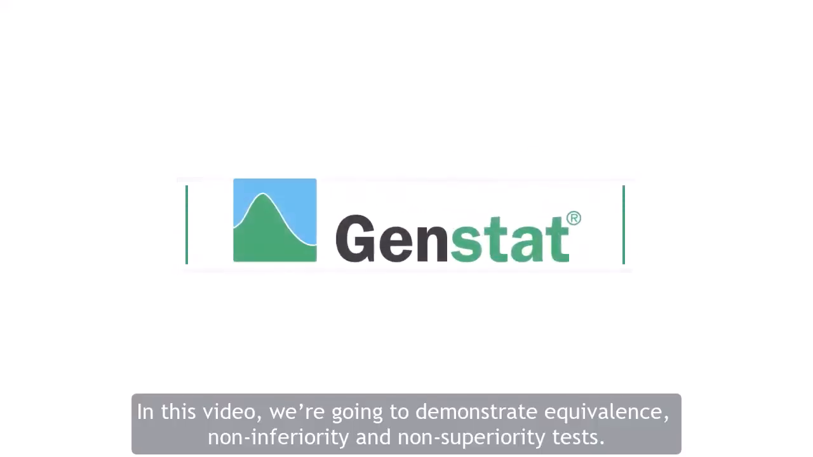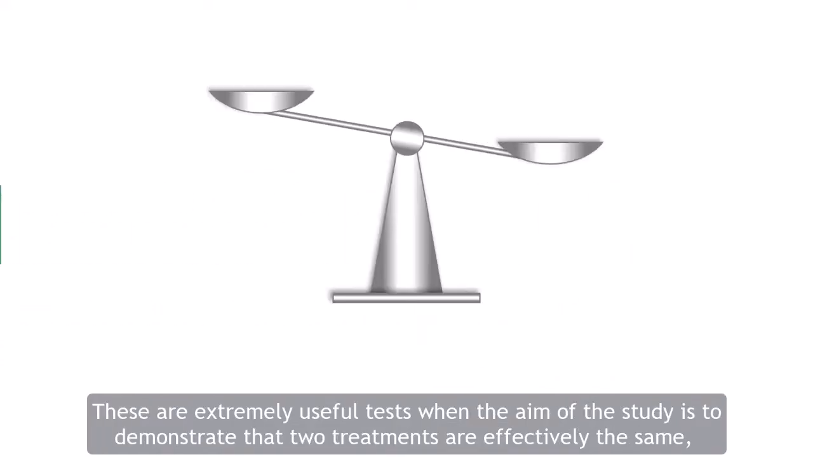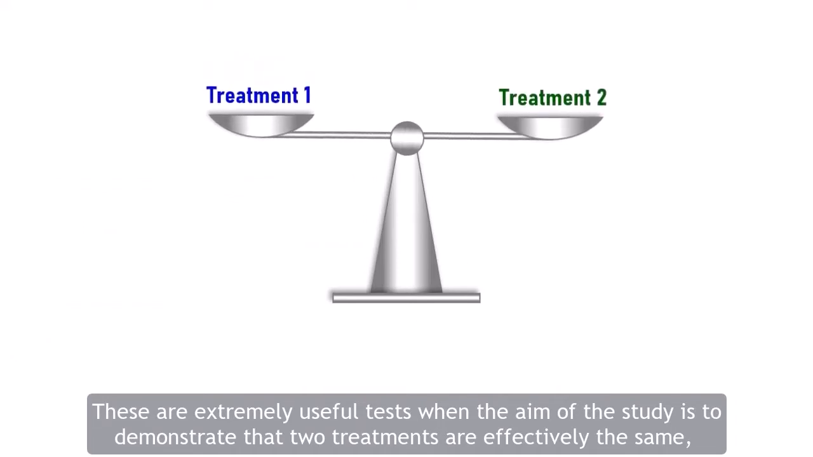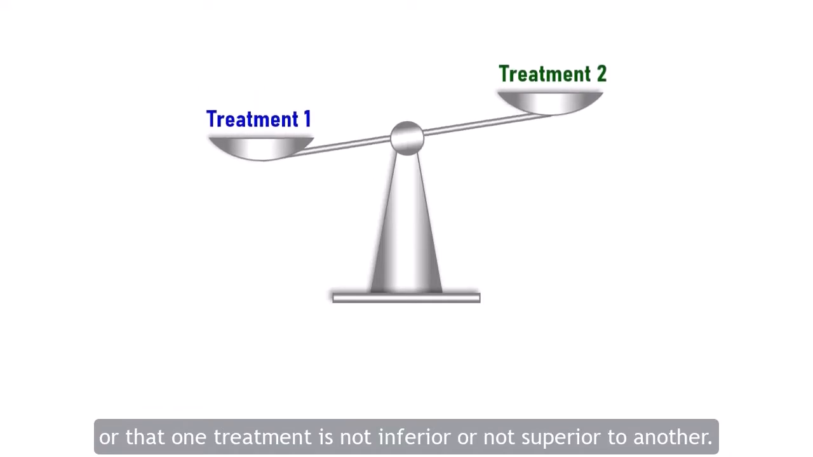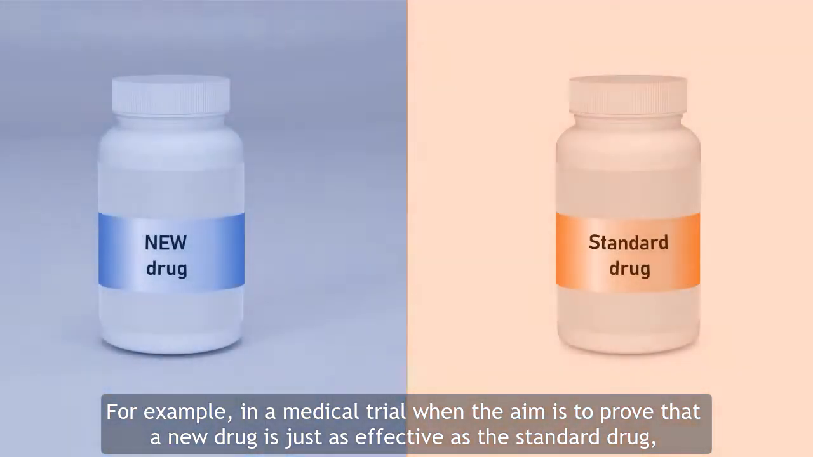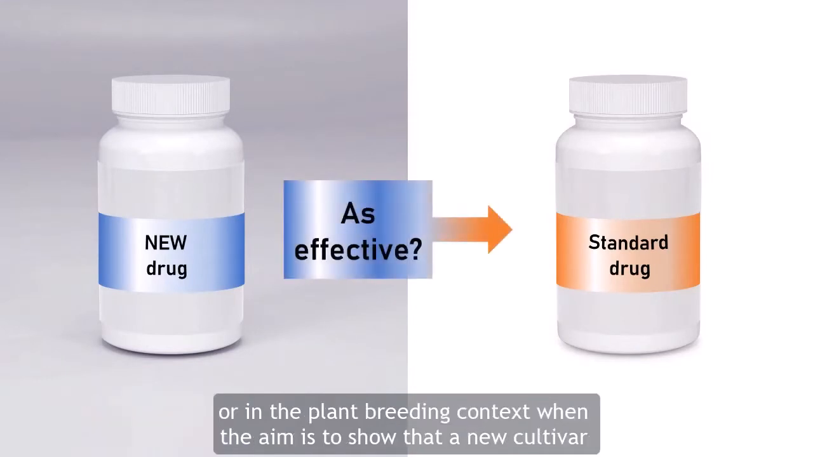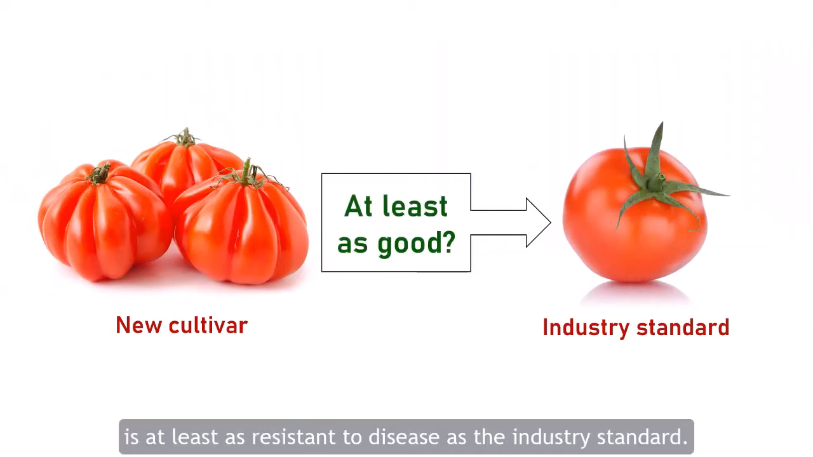In this video, we're going to demonstrate equivalence, non-inferiority, and non-superiority tests. These are extremely useful tests when the aim of the study is to demonstrate that two treatments are effectively the same, or that one treatment is not inferior or not superior to another. For example, in a medical trial when the aim is to prove that a new drug is just as effective as the standard drug, or in the plant breeding context when the aim is to show that a new cultivar is at least as resistant to disease as the industry standard.